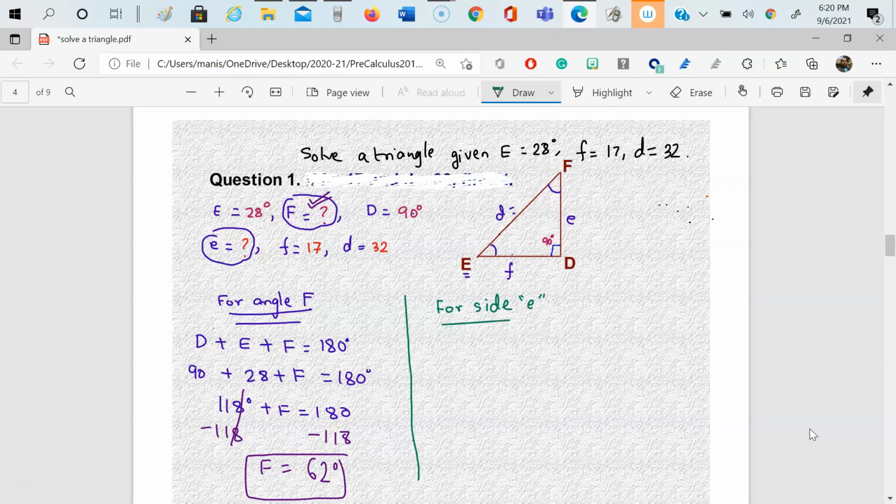Now how do we find the value of an unknown side? Step number one is you circle the angle. Since I have been given E as 28, I will circle this and write it over here, 28 degrees. What else have I been given? F is 17. What is my D? 32. In all this, there's lots of information over here. I forgot to write the important part, that's label the sides. As compared to this angle E, this is your opposite side, this is your adjacent side, and this is your hypotenuse.